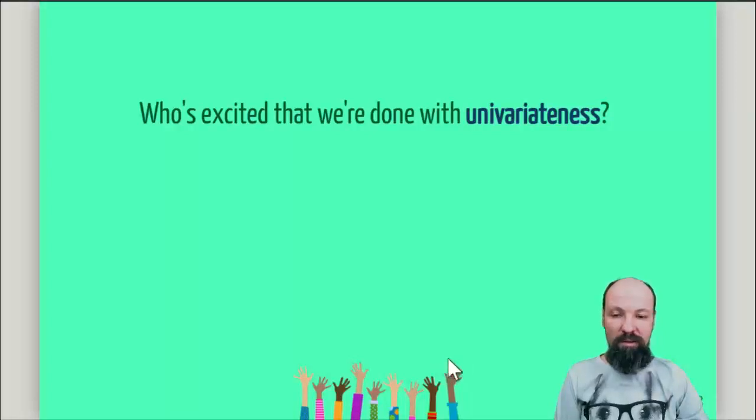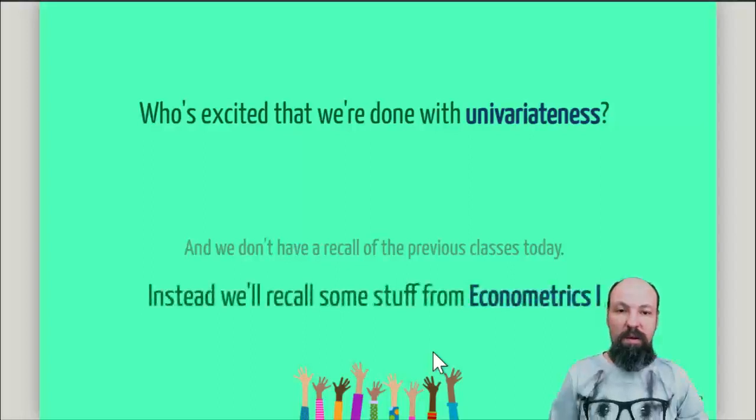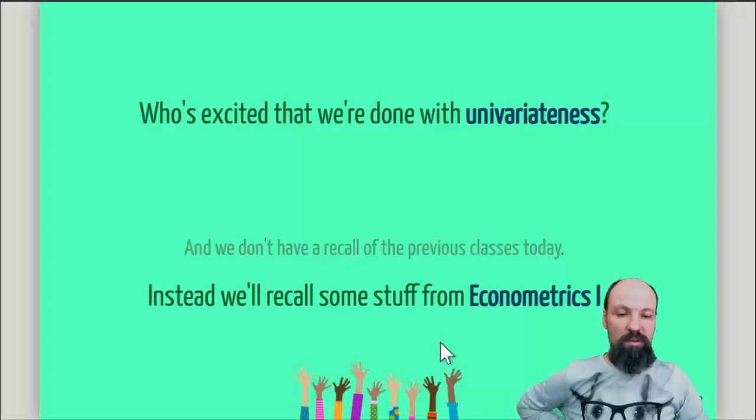It might be a little relief that we are done with univariateness, so there's not going to be ARMA stuff. We are not going to recall anything that we did last time, but we are going to use a lot of things that you studied in econometrics 1, because this is the basic case for random sampling, the one that you covered in that course, and we are going to extend it to the case of stationary and ergodic time series, and tomorrow we are going to consider how to apply that in practice.